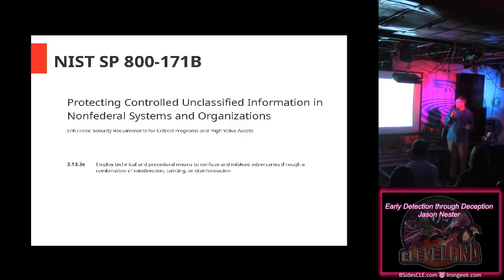So I believe this was released Wednesday. NIST Special Publication 800-171B. This is targeted towards non-federal government contractors doing work on unclassified but critical programs and high-value assets. So this just was released. It's out for comments right now. It has a lot of stuff in it, but Section 3.13.3E is NIST saying employ technical and procedural means to confuse and mislead adversaries through a combination of misdirection, tainting, and disinformation. And that's NIST saying implement deception. So that's the first time I've seen that from the government. I think that's pretty cool.